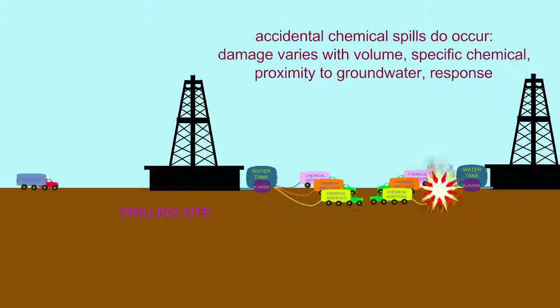Accidental spills do occur, but the effects of these would vary depending on the volume of the chemical which was spilled, the specific chemical which was spilled, the proximity to groundwater, whether this contaminates the drinking water of the surrounding area, and the effectiveness of the response in cleaning up the spill.